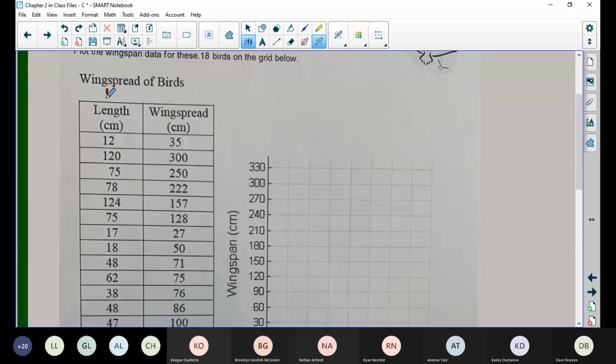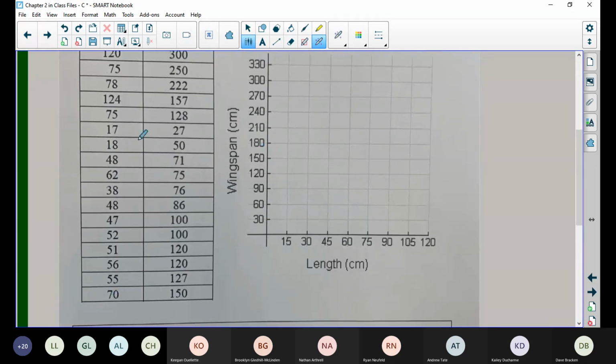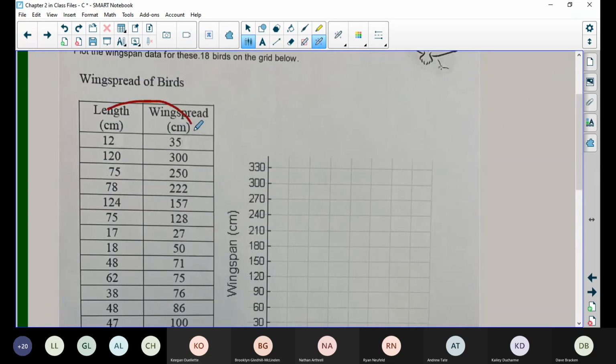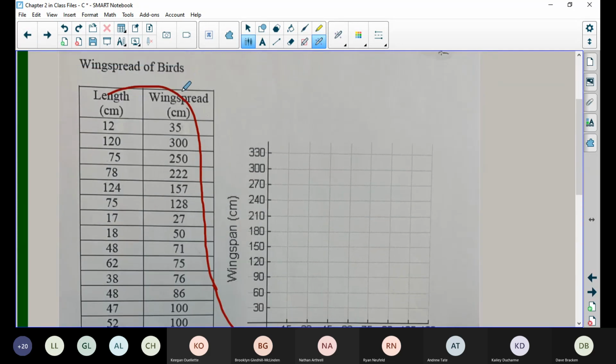So you see the first column is the length in centimeters. The second one is the wing spread or the wingspan of these birds. So how tall is the bird? And when it opens up its wings to its full wing spread, how big is the wing spread? Notice the very first column. We're going to learn this today on the next page, but notice the very first column always goes on the bottom. So length goes on the bottom, and notice the wing spread goes on the side.